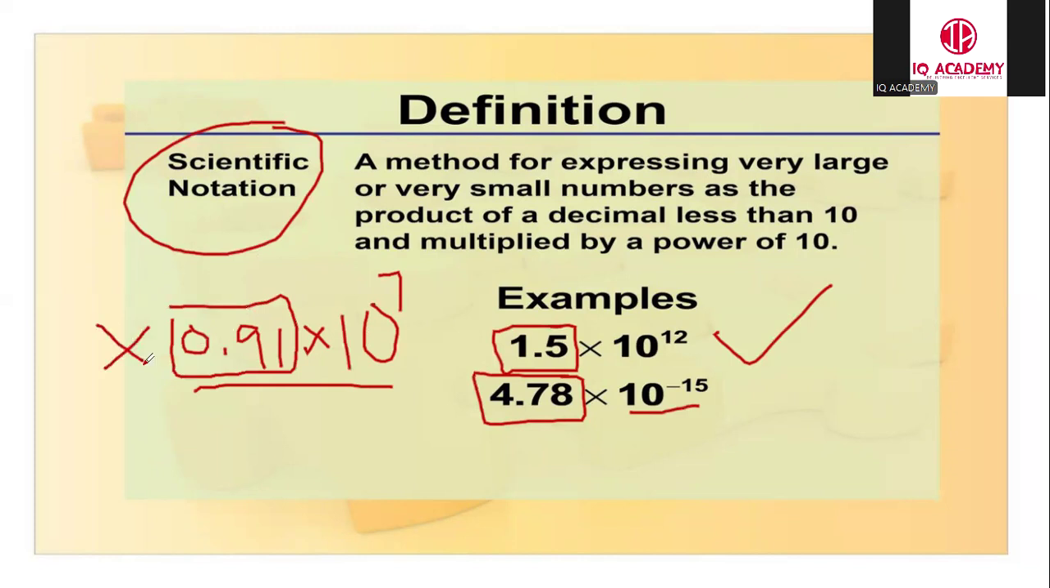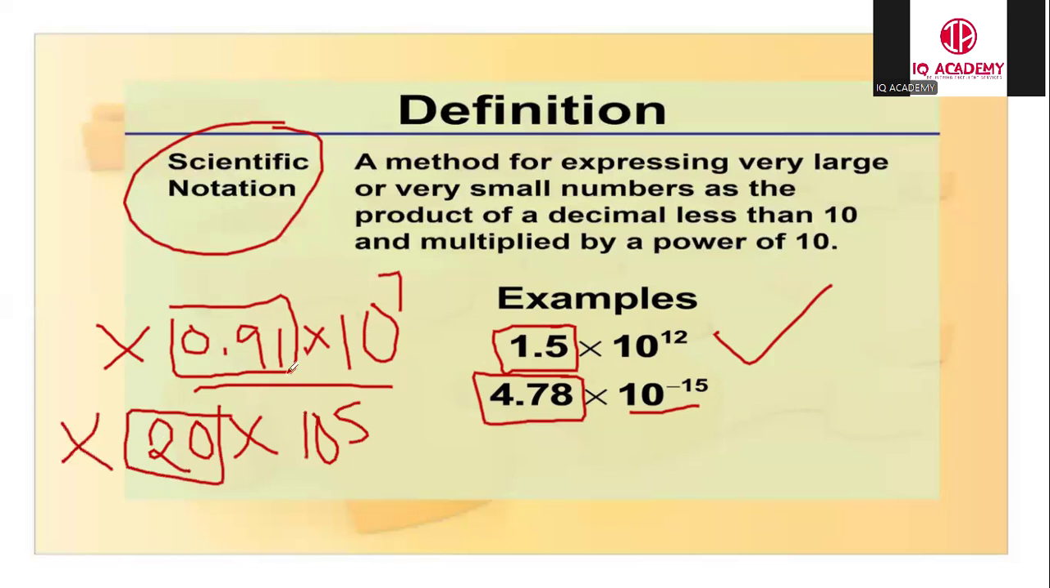Likewise, if I have another number, for example 20 multiplied by 10 to the power 5, this number here will not be in scientific notation. Why? Because this number here is greater than 10. The number that should be here must be less than 10, so this is not scientific notation because it's more than 10.